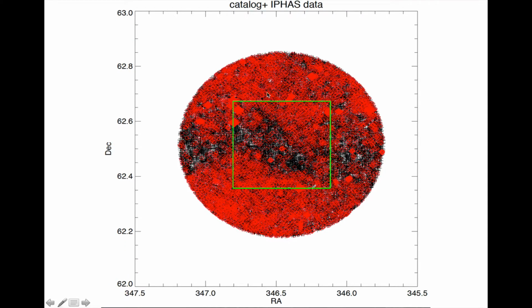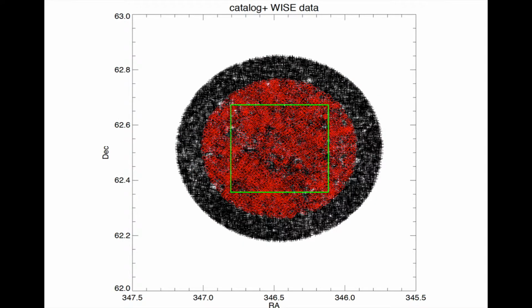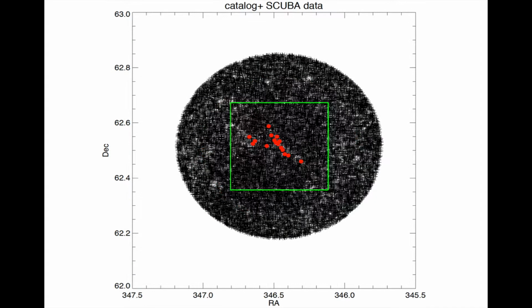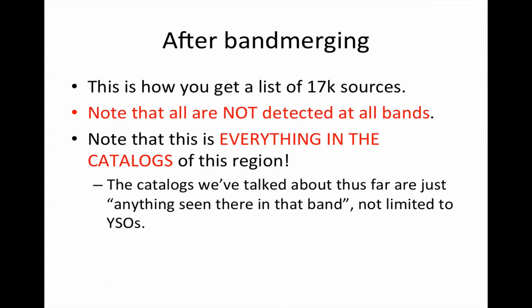So this is the catalog. I've added now everything in black has everything that I've assembled so far. Now the red on top of it is the IFAS data, the R, I and H alpha. Now we're going to add in the WISE data. Now we're going to have the SCUBA data. So remember the SCUBA data, there's only 16 sources, and so those are the 16 sources.